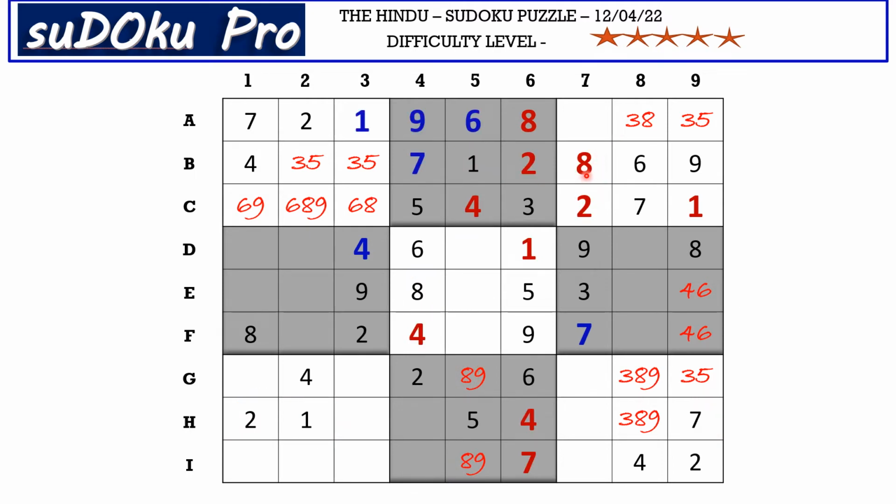So because of this 8, A8 becomes 3 now and A9 is 5. So now the only missing number in this block is 4. In column 4 there are only 2 empty cells and the missing numbers are 1 and 3. There is a 1 here. So H4 takes 3 and I4 takes 1.